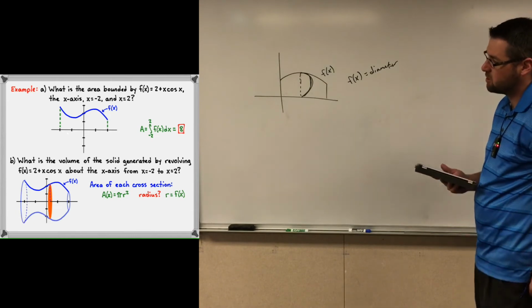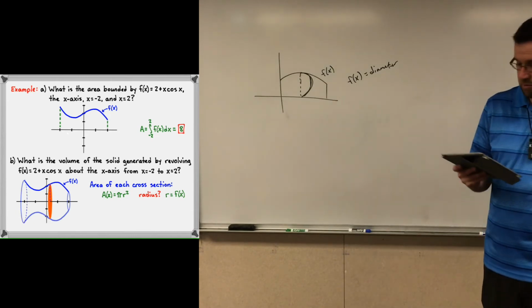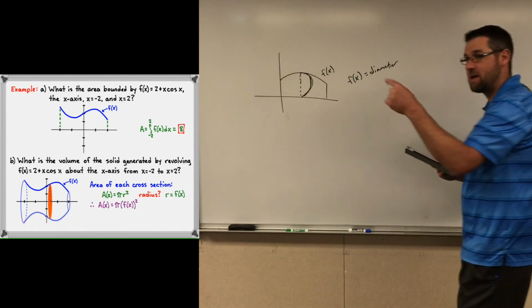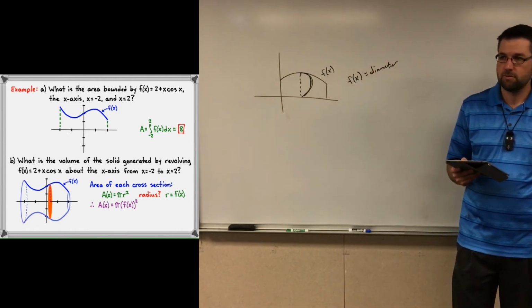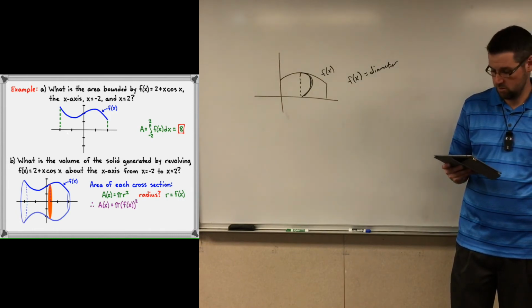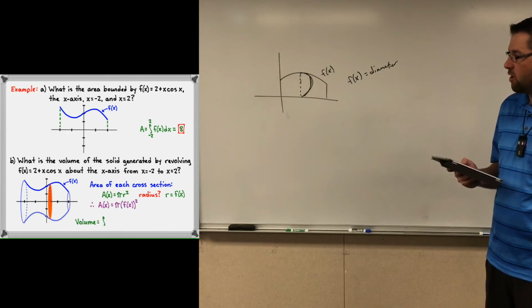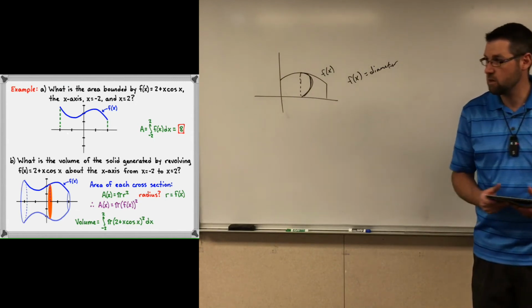So what's my area function going to say? No, just the area formula. Pi times f of x squared. So now that I know that that is my area equation, I can plug it into my integral. What's the equation for the integral then? Okay. So volume equals the integral from -2 to 2 of pi times f of x squared, and I just put in what f of x was. So you guys go ahead and figure that out.